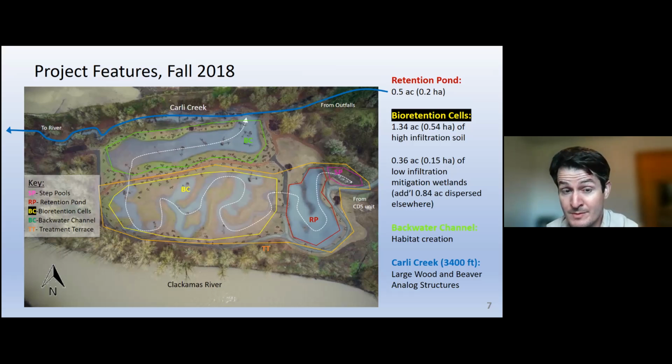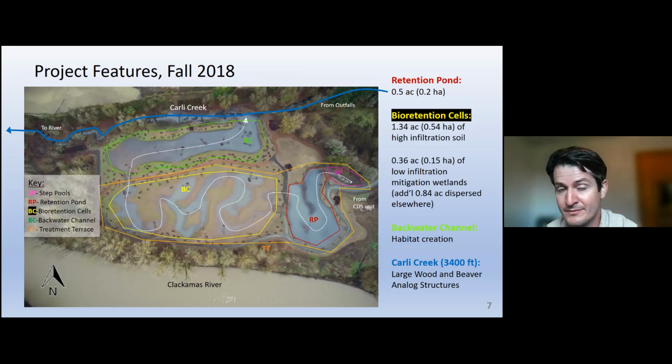Then the water flows through these bioretention cells. I show it as one here, but there's kind of 3 separate ones with some defined transition points. And then finally it flows off of what I call the treatment terrace, where it's been for the whole time, into this backwater channel that is hydrologically connected to Carli Creek.